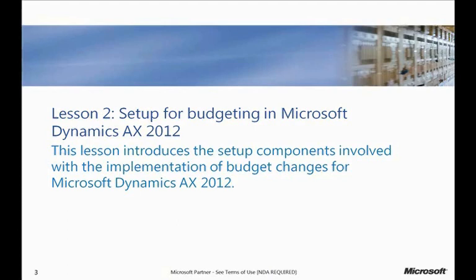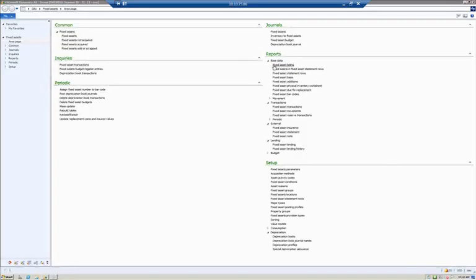We'll discuss each of these components as we proceed in Lesson 2. And the first setup component that we'll talk about in Lesson 2 is define the dimensions for budgeting. In Microsoft Dynamics AX 2012, you have the ability to select the financial dimensions within the chart of accounts that are set up for use in budgeting.